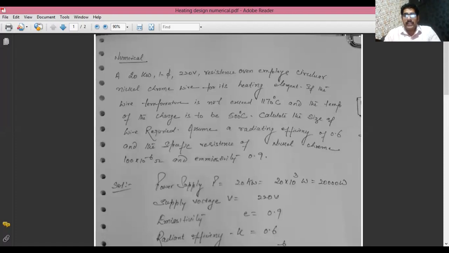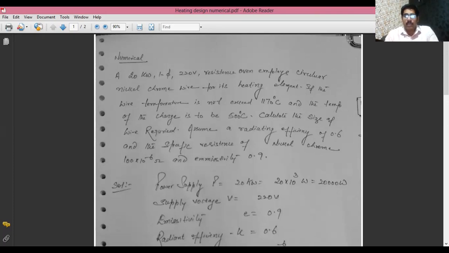Assume the radiating efficiency of 0.86, and the specific resistance, or the resistivity, of the nickel chrome is 100 into 10 raised to power minus 6 ohm meter, and the emissivity is 0.9. So you have to calculate the D and the L of the nickel chromium wire used as a heating element in this particular problem.